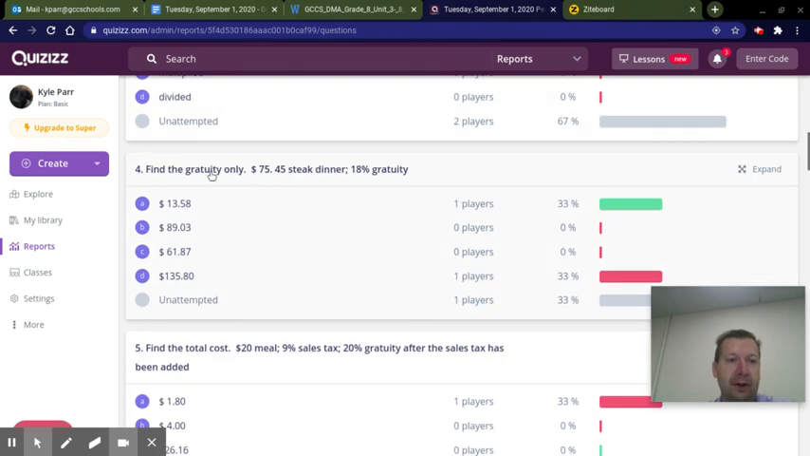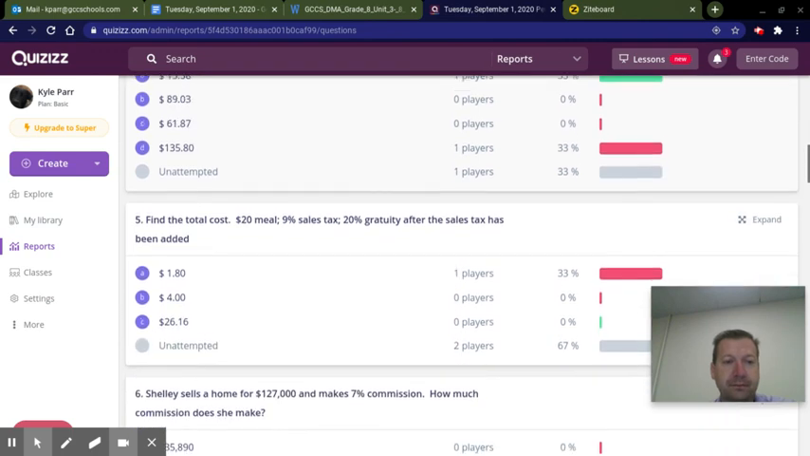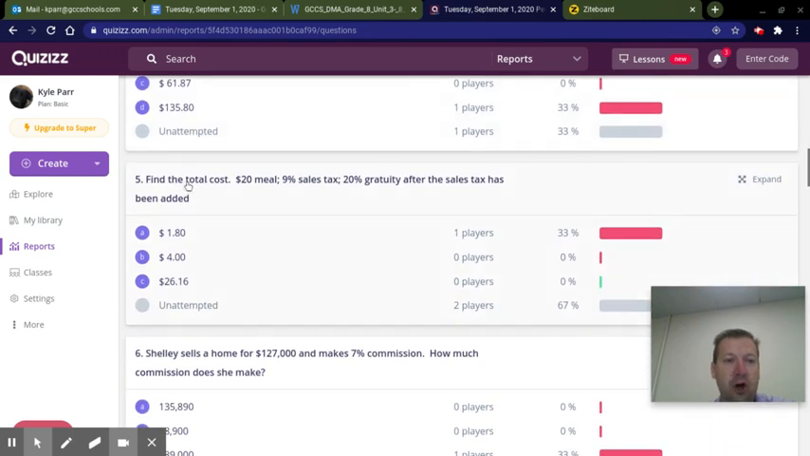Find the gratuity only. Gratuity means the tip. So in this one right here, the tip is going to be 18%, which means you need to move the decimal 2 places. So it would be 0.18 times 75.45. Down here, find the total cost. So you're going to have a meal, take that times 0.09 and add it back to your meal, and then take the answer you got to this times 0.20 and then add it back to this.